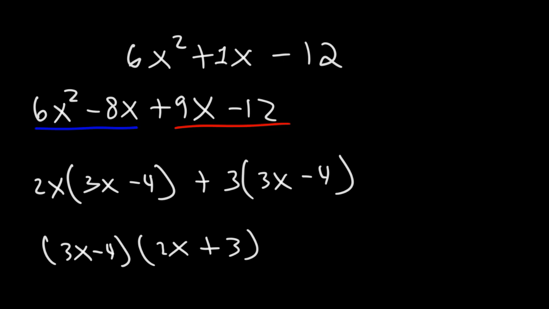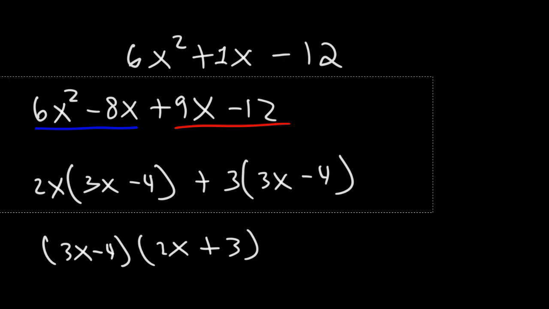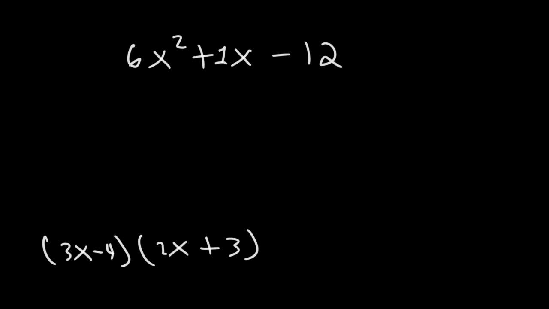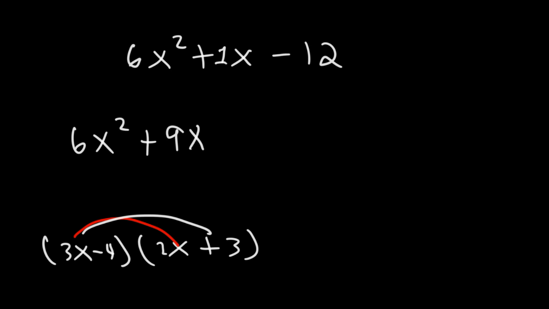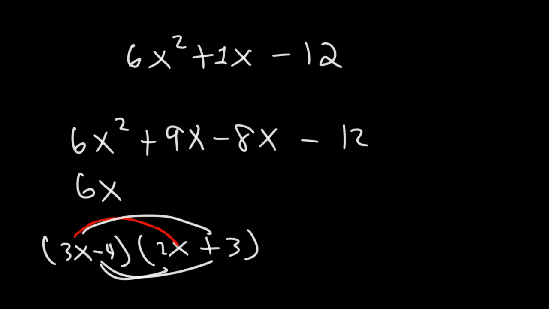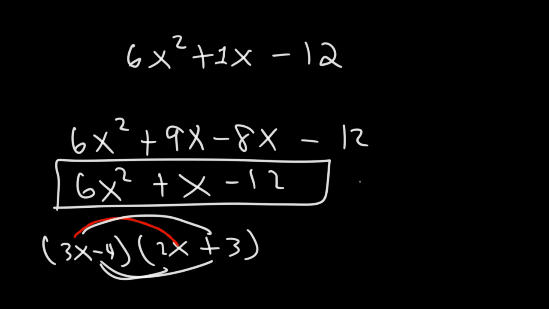Now, let's make sure that we have the right answer. Let's FOIL this expression. 3x times 2x is 6x squared. 3x times 3x is 9x. Negative 4 times 2x is negative 8x. Negative 4 times 3 is negative 12. And 9x minus 8x is x. So as you can see, it gives us our original expression, which means this is correct. Now let's try another example, one that is much harder than the previous one.